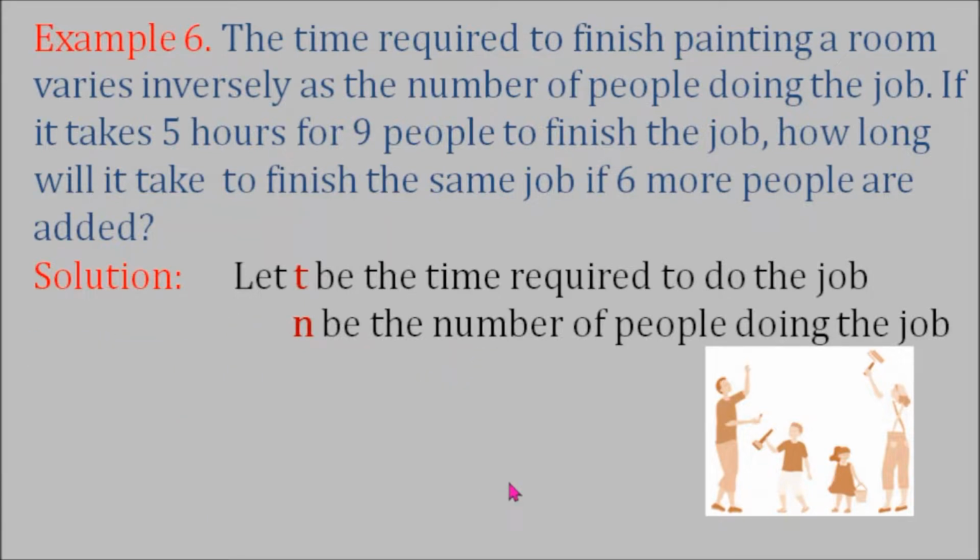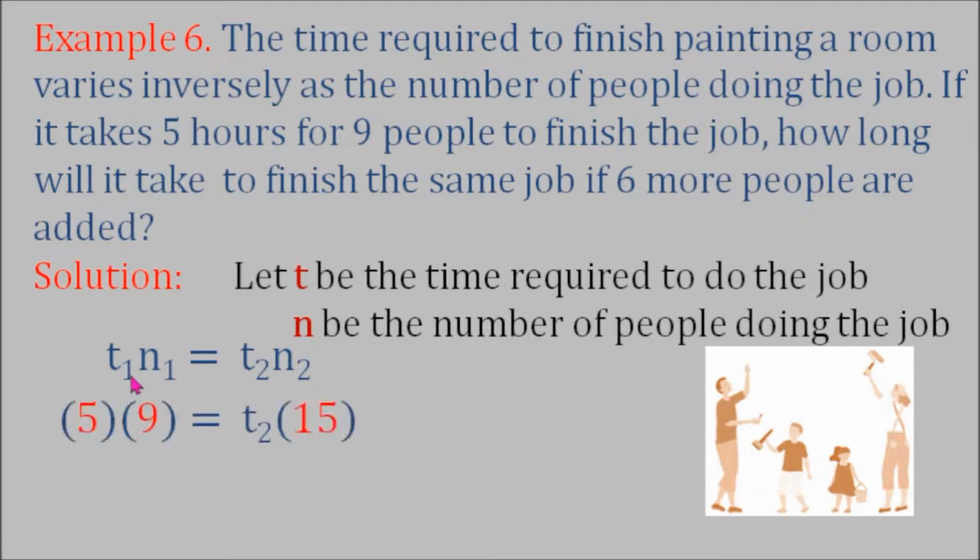We have an alternative solution. Because this problem is the application of inverse variation, we can have this equation. t sub 1 times n sub 1 equals t sub 2 times n sub 2. And our t sub 1 here is 5 hours, and n sub 1 is 9. Then we have to find t sub 2 when n sub 2 is 15.